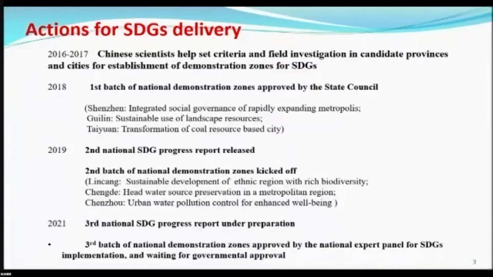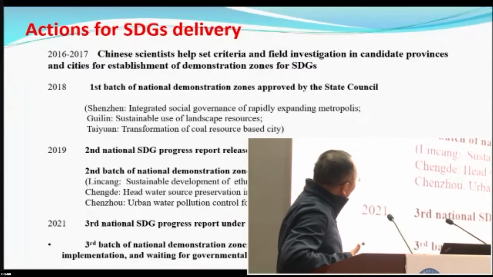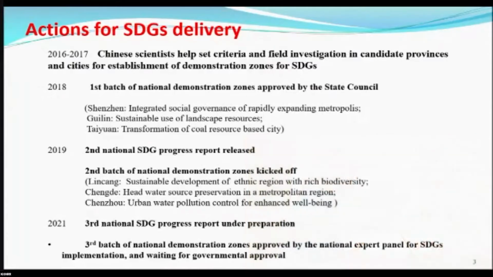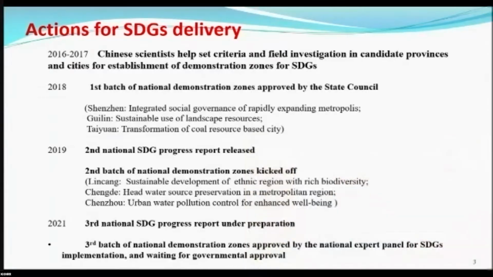We have already selected 6 cities and prefectures as demonstrations. For example, Shenzhen is the example for integrated social governance of a rapidly expanding metropolis, and Taiyuan is a resource-depleting city, for the transformation of a coal-resource-based city. So we have different perspectives on sustainable development and how to take different approaches in different regions, and set examples, probably not only in China but globally, and tell a story of how to carry out SDGs in different ways.